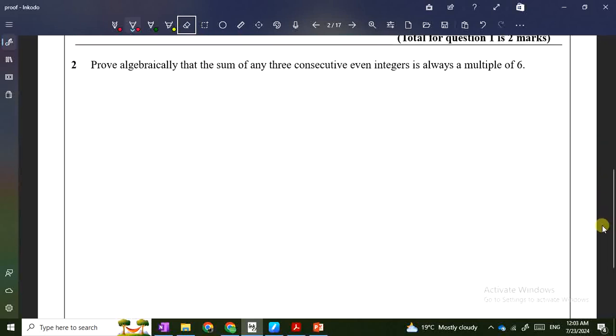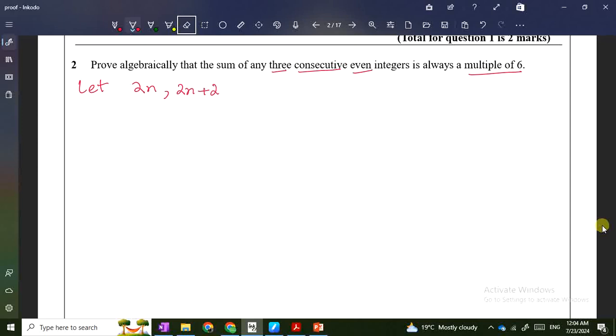Okay, the next question is, prove algebraically that the sum of any three consecutive even integers is always a multiple of 6. So now we need to suppose the integers are even and consecutive, and we need three consecutive even integers. So let's say the first even integer will be 2n, because any number times 2 will be even, and we need the next integer to be even as well. So 2n is an even integer.